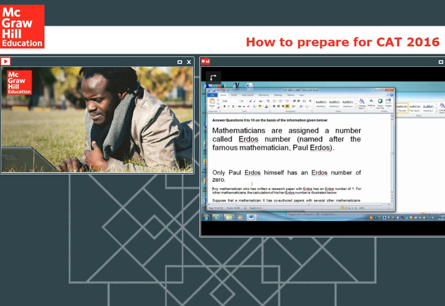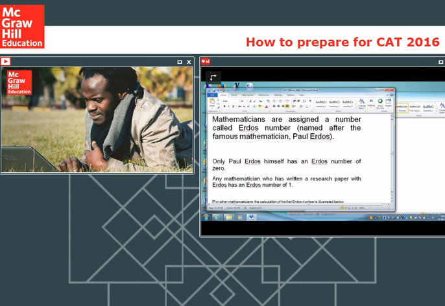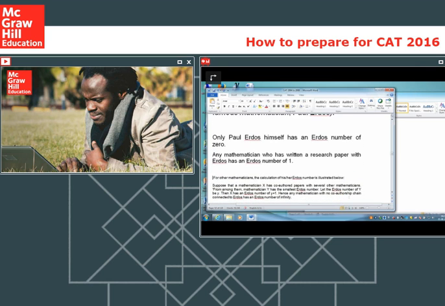Right? And we will keep going statement by statement, and please make sure that what I'm showing you here right now is not something only to show you. Even when you solve a DI or LR question, you should be focused on a sentence, and you should analyze the sentence as long as you want. So any mathematician who has written a research paper with Erdos has an Erdos number of 1.